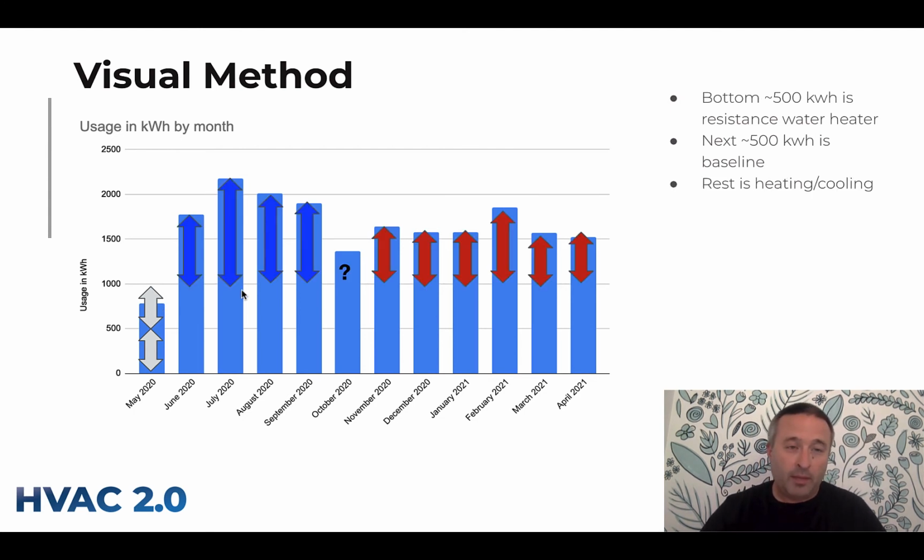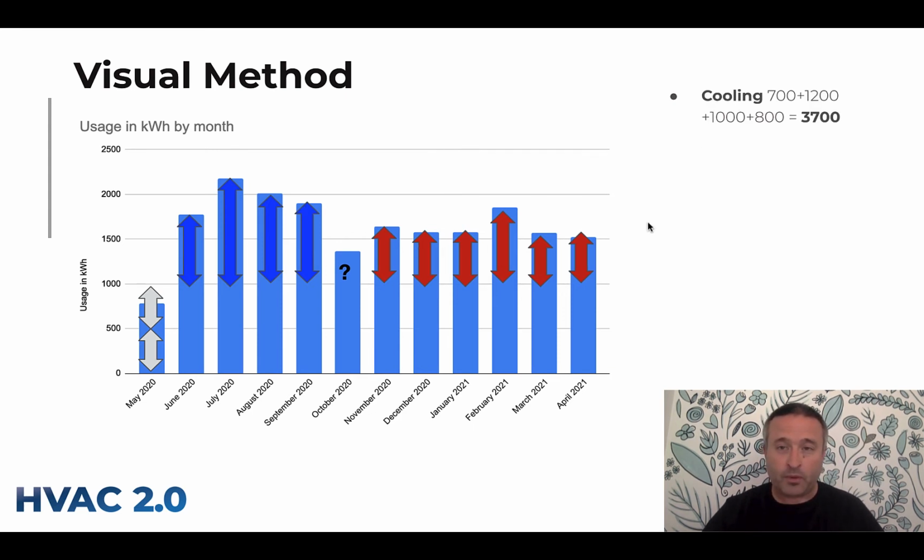So what we know then is that the rest of it is heating and cooling. You start looking at how big these arrows are. You go from 1,000 to wherever they are. So 1,000 up to, say, call that 1,700, 1,750. That is about 700 kilowatt hours of cooling for June, just looking at it visually really quick. And you keep going through here and see where you are. So for the cooling, you take that 700, and then this is about 1,200, and this is about 1,000, and this is about 800, and you add those up, and you get 3,700 kilowatt hours per year for cooling.